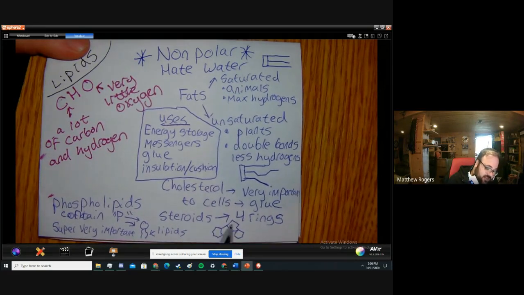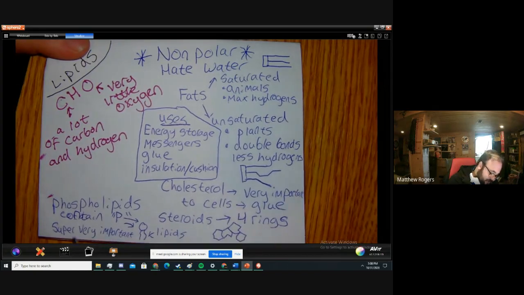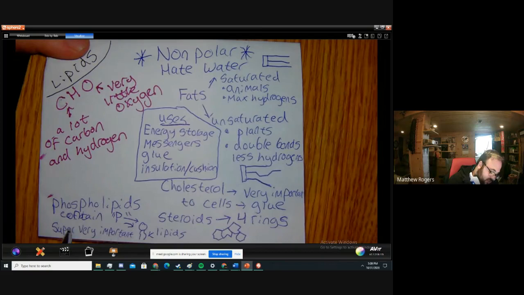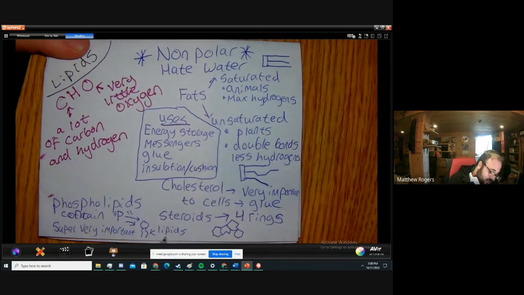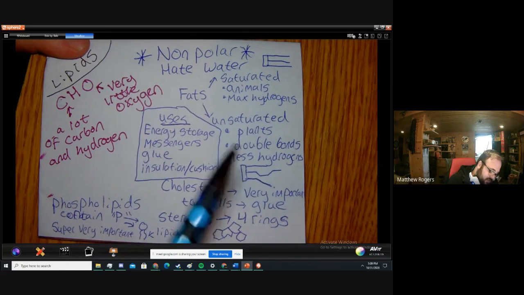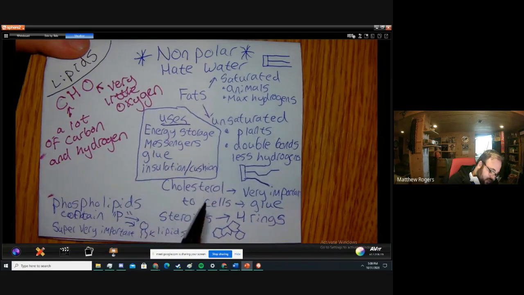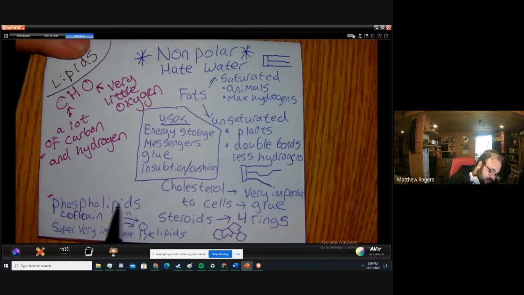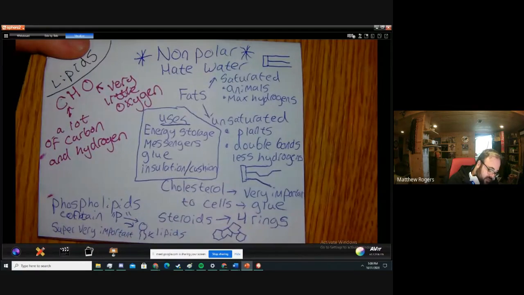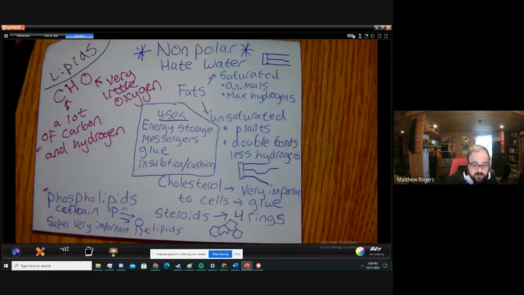I'm never going to test you guys on this in the biology class, but it's good to know. It's fun to know. Phospholipids, they contain a phosphorus group, and they look like little jellyfish. Okay, they're super very important. We're going to talk a lot about them next couple weeks. The head is a phosphate. The tails are lipids. And the uses for all lipids, we have energy storage, we have messengers, which are the steroids, we have the glue, which is the cholesterol. I didn't put the phospholipids being the cell membrane, but that's fine. And then insulation and cushion. So we've used lipids to help insulate and cushion animals. And that's lipids. I mean, that's the gist of it.